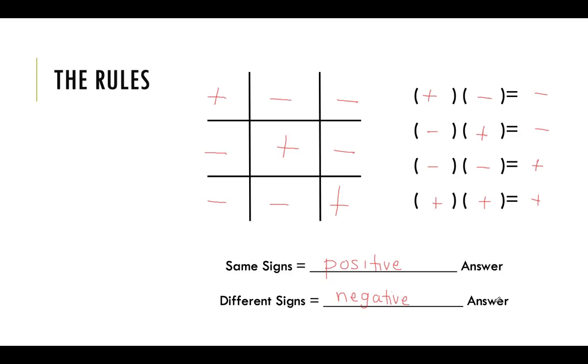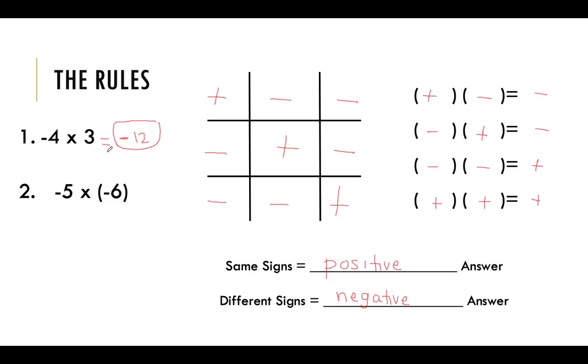So let's go ahead and take a look at a few quick examples. If I look at the problem, negative 4 times 3, what I'm going to see is I have a negative times a positive. Well, if we look over here, a negative times a positive is going to equal a negative. So I'm going to set that up. Then I just multiply like normal. 4 times 3 is 12. So I get an answer or a product of negative 12.